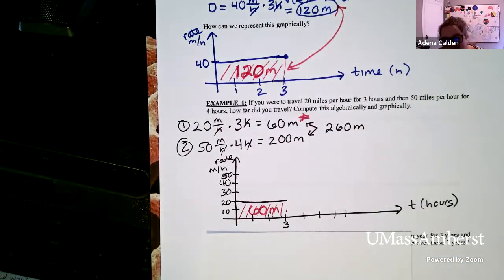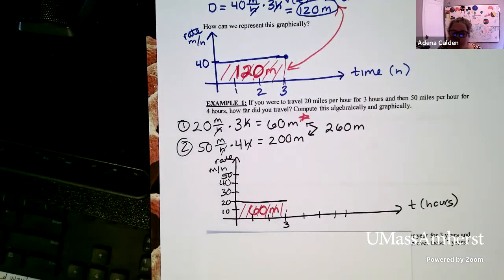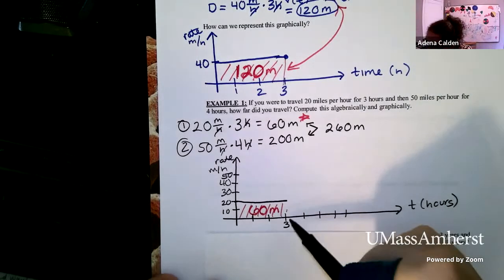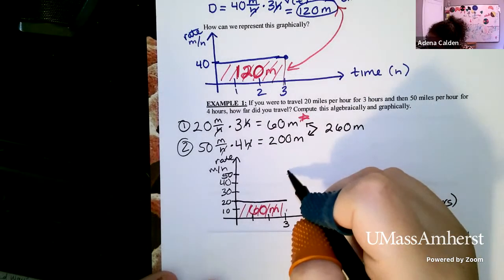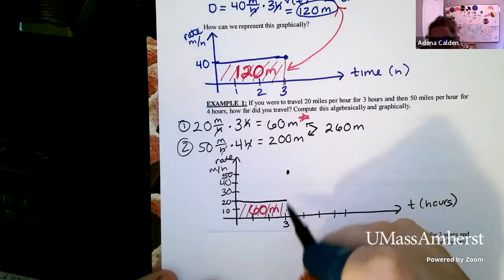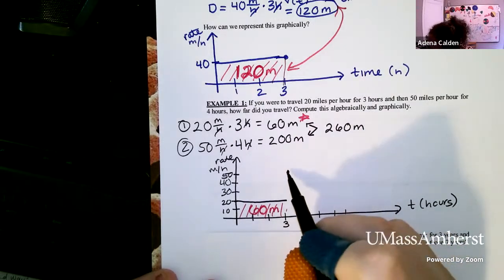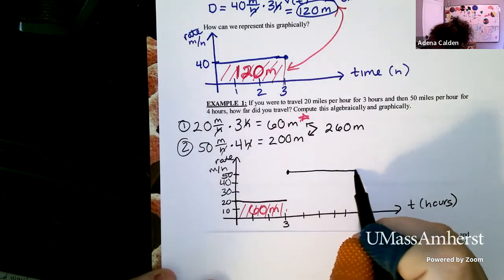Now, the second leg of the trip was 4 hours long. And so what I need to do is think about how I represent time. So the first 3 hours have already passed. So for the next leg of the trip, I start at time 3 when I speed up, and I go for 4 hours. So I go until time 7.